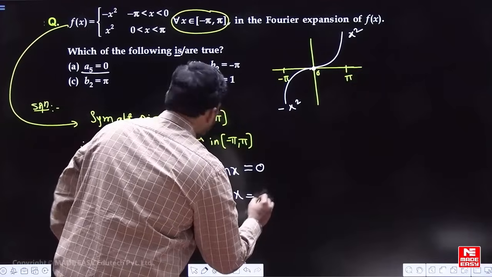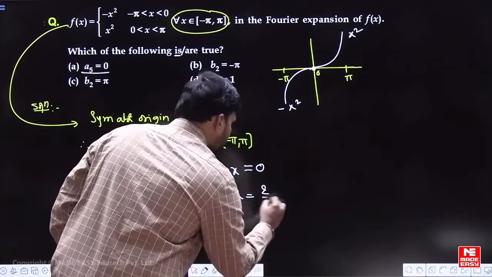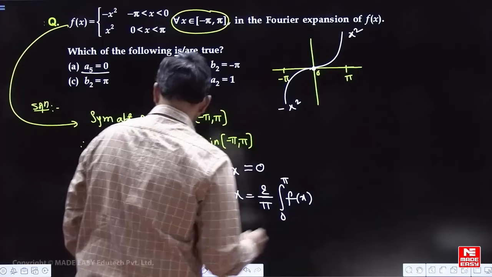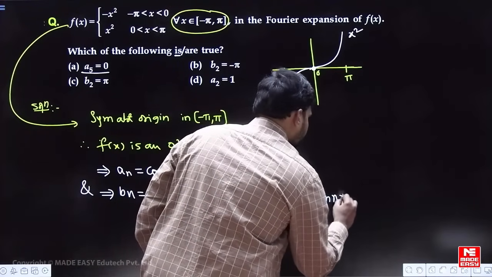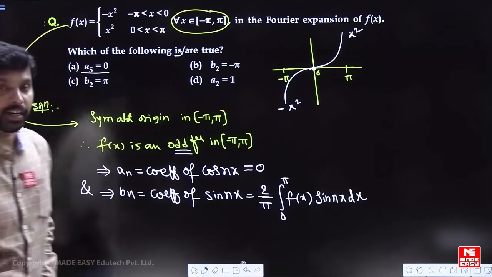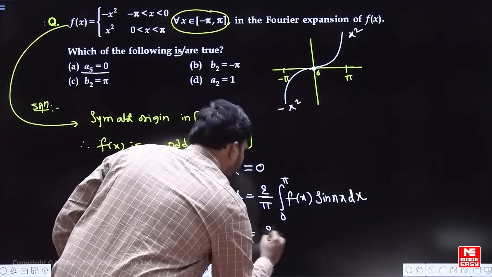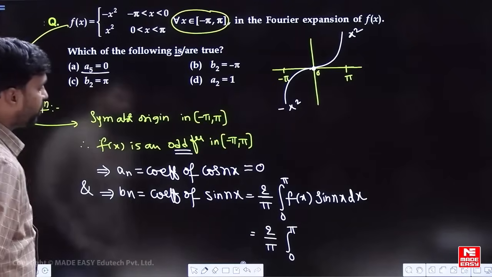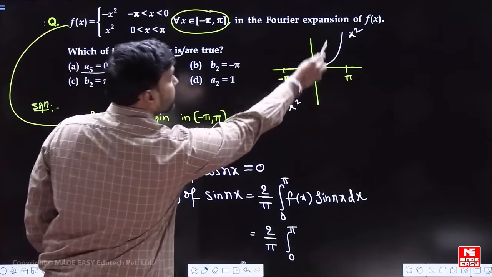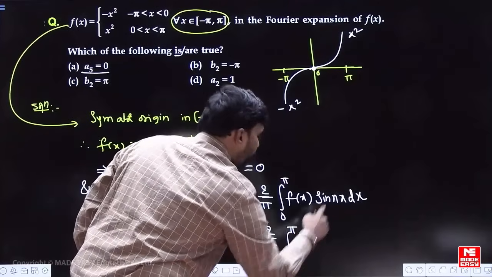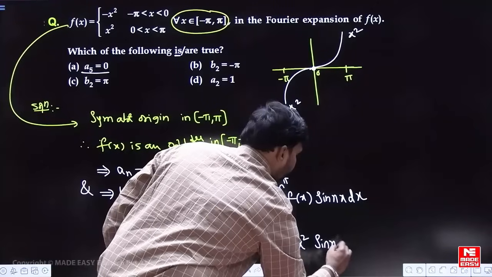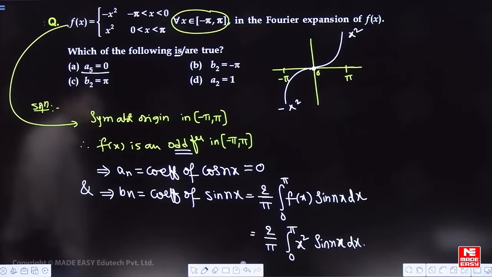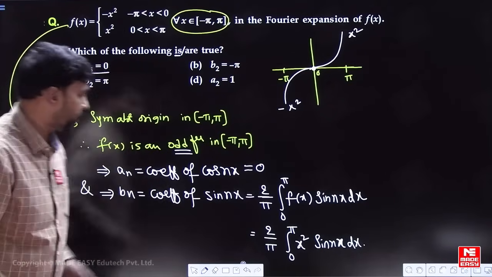That is given by here. So what is the formula for this one? It is 2 by pi integral 0 to pi f of x into sin nx dx. So now this will be given by 2 by pi integral 0 to pi f of x, and what is our f of x in the interval 0 to pi? Our function is x square, into sin nx dx. So that's what we have to find here.